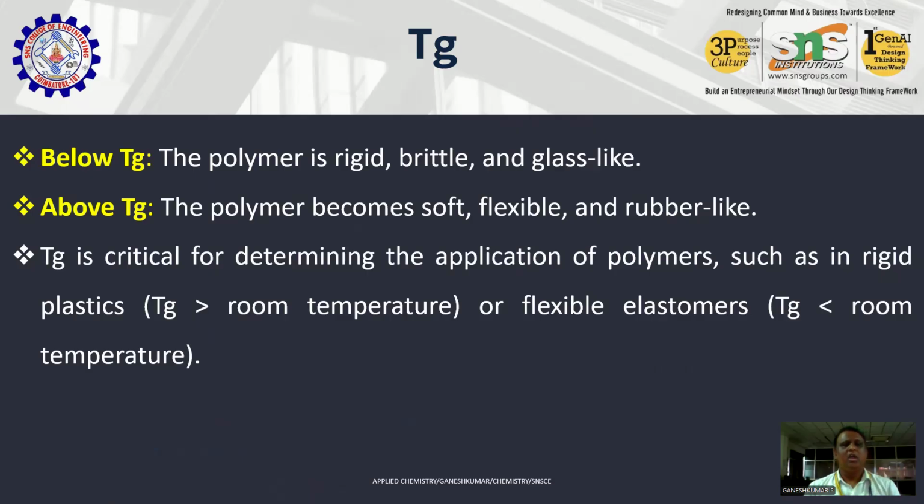this TG. Below the TG, the polymer is in a rigid, brittle, glass-like state, no issues. Above the TG, once it crosses that particular temperature, it becomes soft, flexible and rubbery. So TG is critical for determining the application of polymers, whether flexible or rigid. When the TG is greater than room temperature, it is a rigid polymer. When the TG is less than room temperature, even at room temperature the material is in a rubbery state. So it is a flexible elastomer.